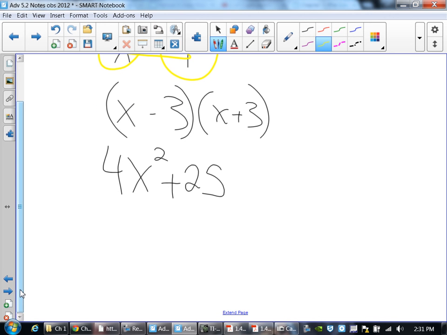Sure, yeah. Is 4x squared a perfect square? Yes. Is 25 a perfect square? Yes. Is that a subtraction symbol? No. So you don't factor it. It won't work.